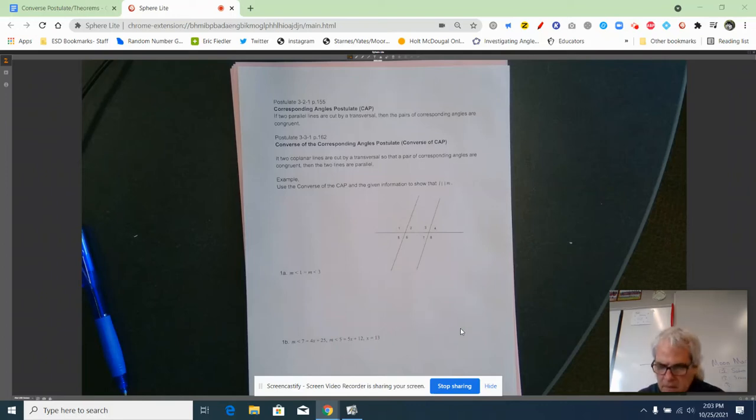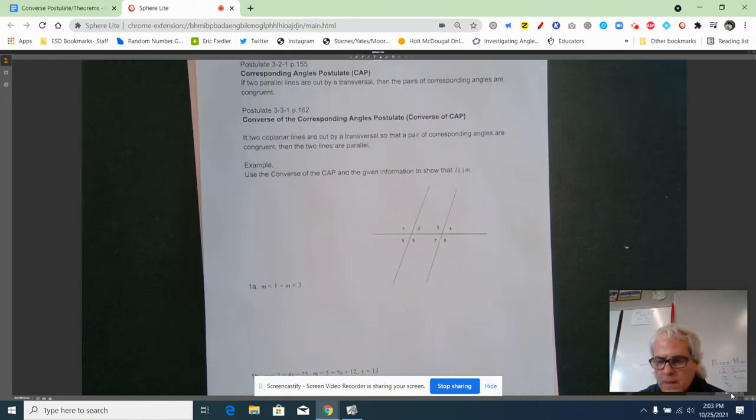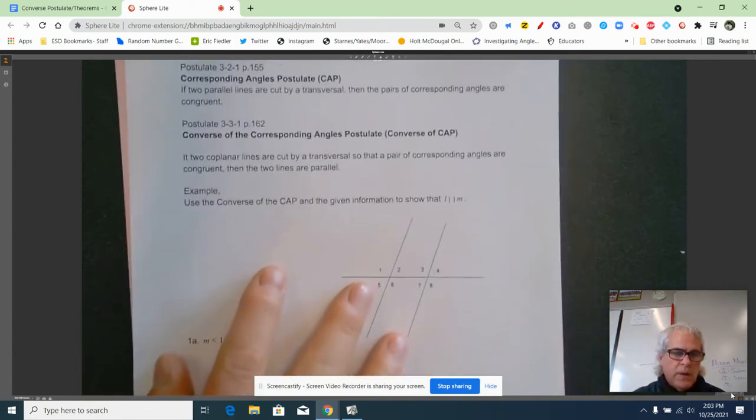All right, everybody. Here is the beginning of the next section. Now, hang on, I want to try and make this a little bit larger. There we go. Okay, beginning of the next section.